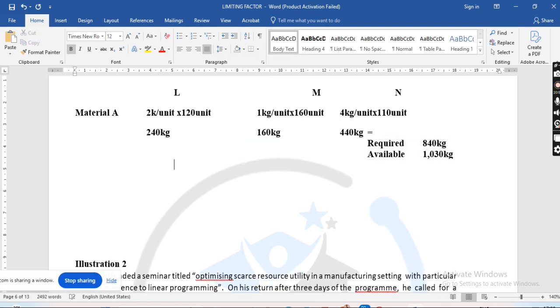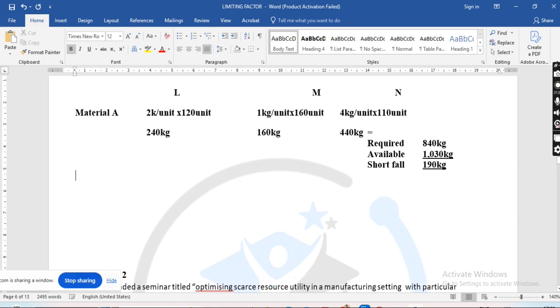So what is the difference? You can put it as short for. That's 190, right? There is no limiting factor in material A. So now let's check for material B. We must complete this question. Okay, let me quickly copy this.